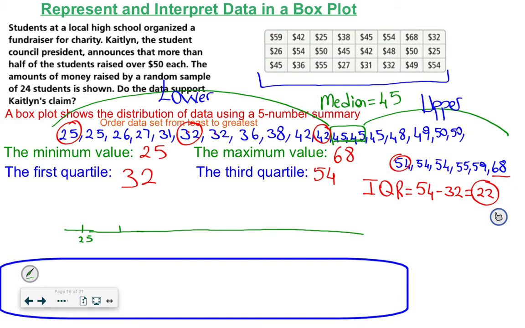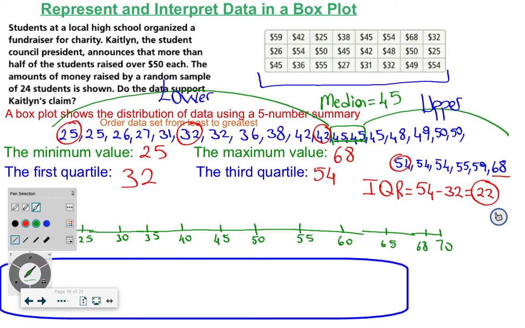25, 30, 35, 40, 45, 50, 55, 60, 65, 70, and let's say that this is 68 because we need to use it.